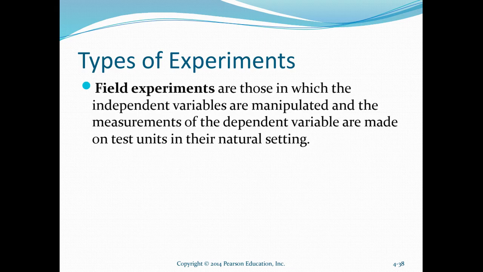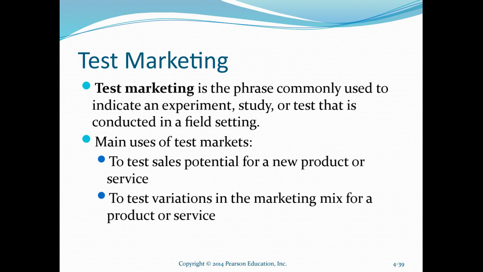Another one we call field experiments. These are those in which independent variables are manipulated and the measurements of the dependent variables are made on test units in their natural settings. So you can go to the shopping mall, change the price tag, put a discount on certain products, and then see how the consumers perform. Okay, so we can do test marketing. Test marketing is the phrase commonly used to indicate an experiment, a study or test that is conducted in the field setting.